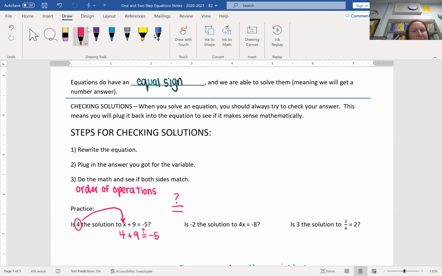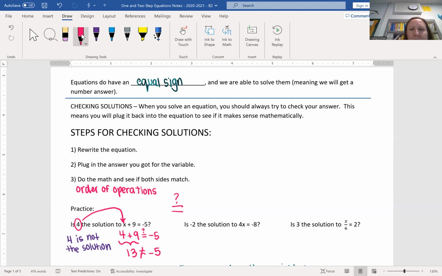And on the right-hand side, there's nothing to do. It's just a -5. But on the left-hand side, I can do that addition. So 4 plus 9 equals 13. And 13 equals -5 does not make sense. In fact, I'm going to put a little slash through my equal sign to say 13 does not equal -5, which means when we plugged in 4, it didn't make any sense. It means 4 is not the solution. At this point, we don't know what it is, but we know it is not 4.